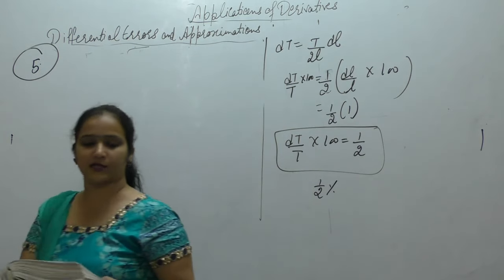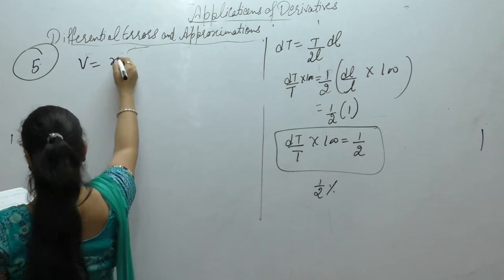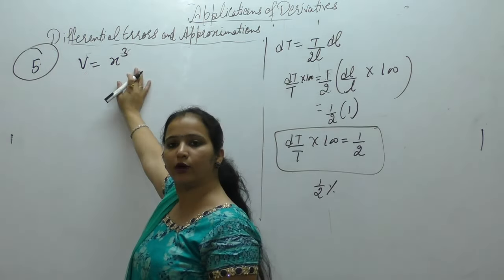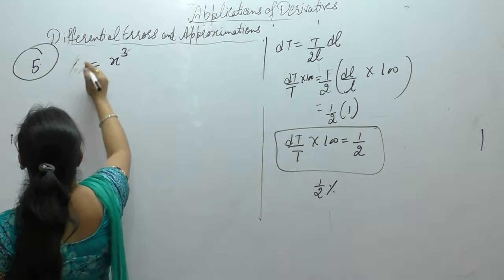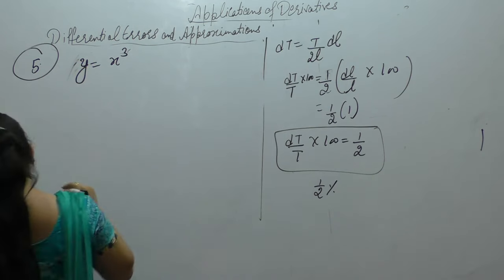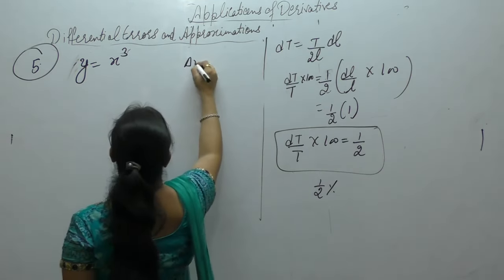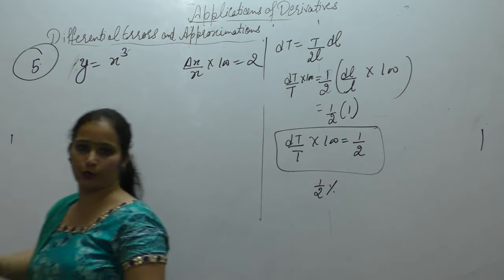Find the approximate change in volume of a cube of side x meters. The side of the cube is given. Volume of a cube is side cubed. Let the volume be denoted by y. The side is increased by 2%.